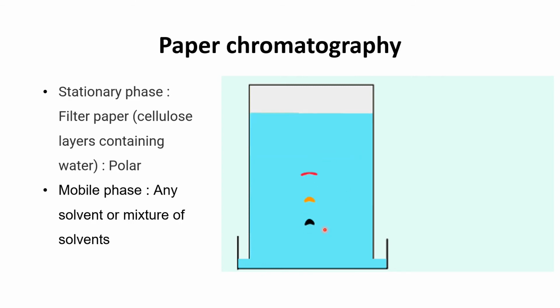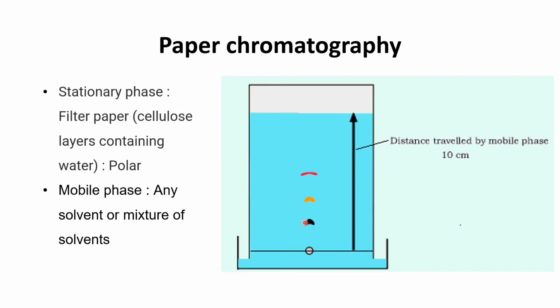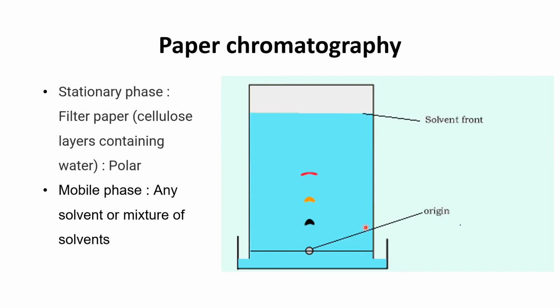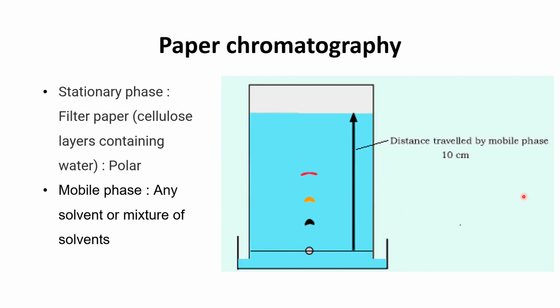So here, if the sample contains these 3 components, the black spot, orange spot and the red spot, then the black spot is the most polar, so that is why it is moving slowly. So this is the basis of paper chromatography.